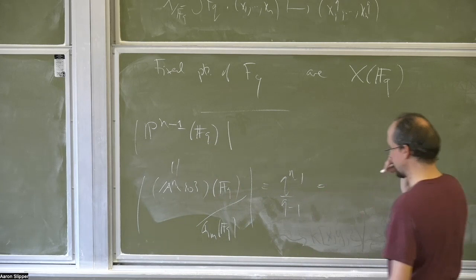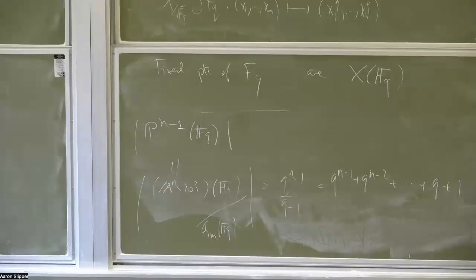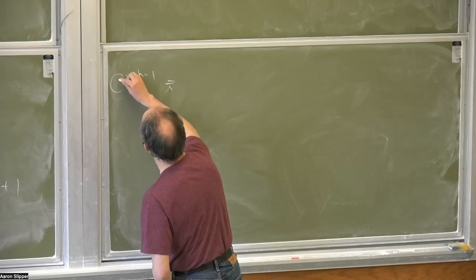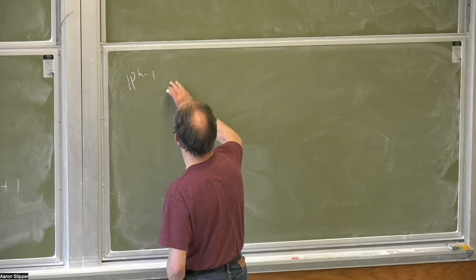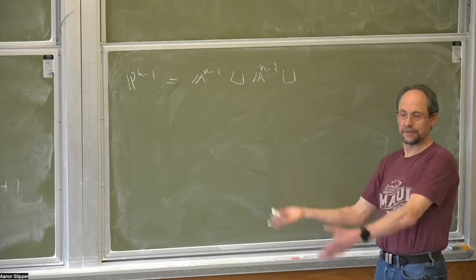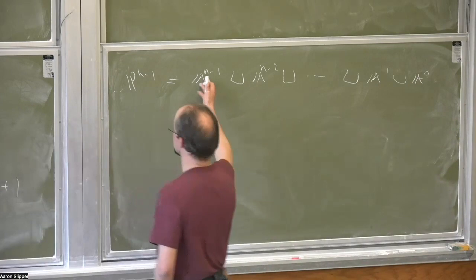But they also made the following observation, that this can be written as a geometric series. And that's interesting because P^(n-1) is, let's think about it two ways. P^(n-1) is literally equal to an affine (n-1)-space union a P^(n-2) at infinity, which has an affine (n-2)-space, which itself has a P^(n-3) at infinity, and so on. And so counting these points, you're counting the points here, the points here, and the points here. So that's an interesting observation.